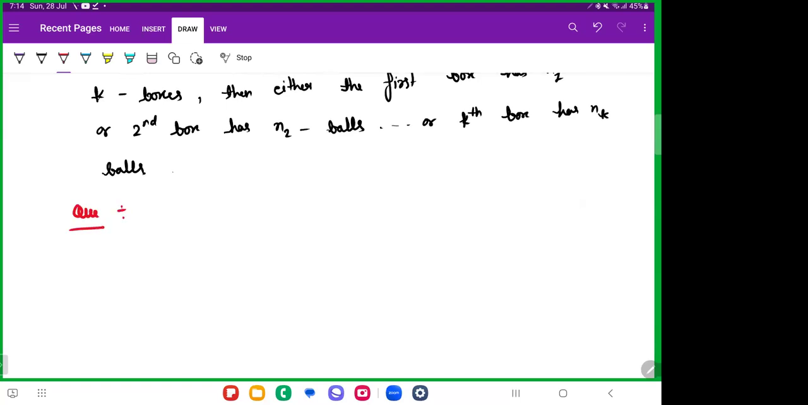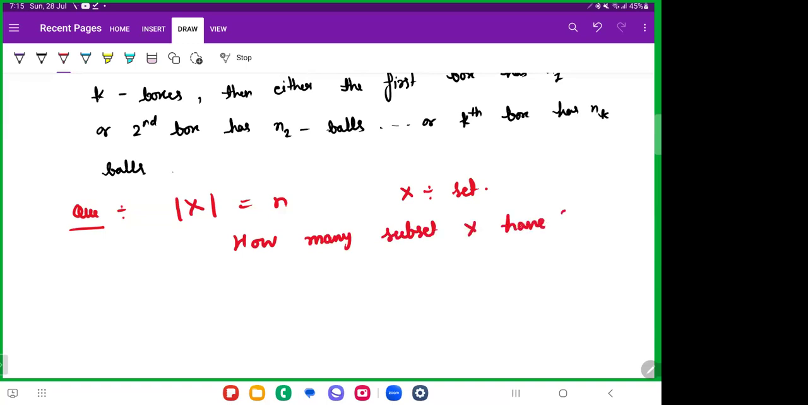Please discuss the solution with me. These are easy problems. The cardinality of X is n, where X is a set. Just give me an idea of how you will do this. How many subsets does X have? You can unmute yourself and answer this. It is 2 to the power n. So how will we do that? Can you give some idea?